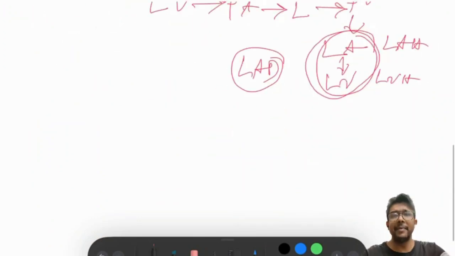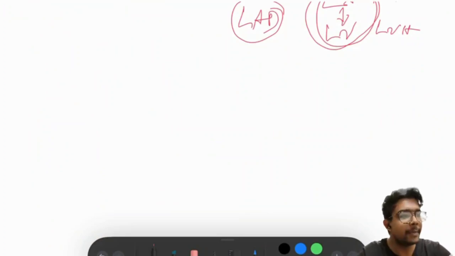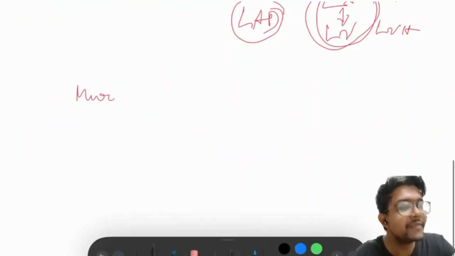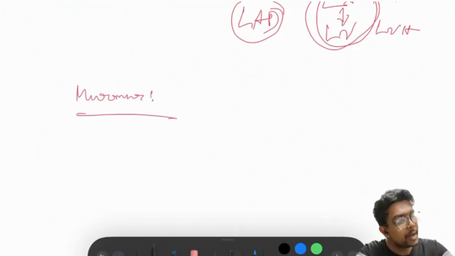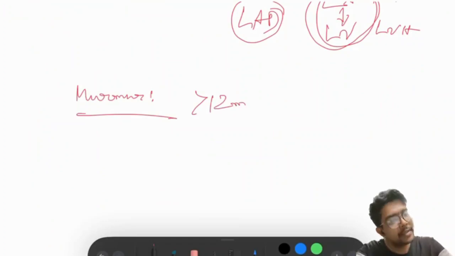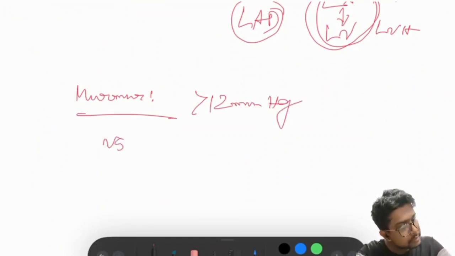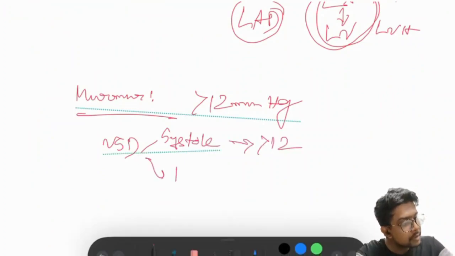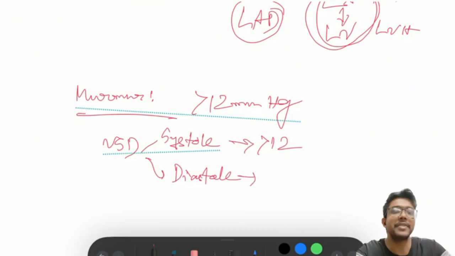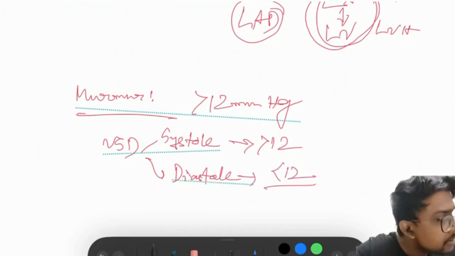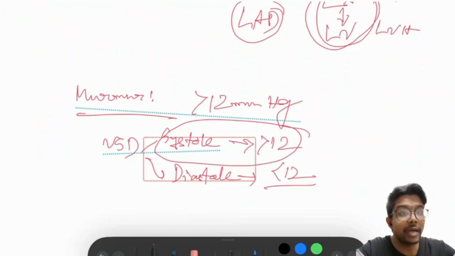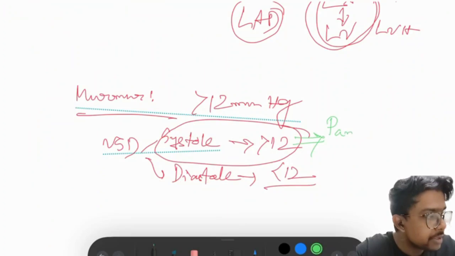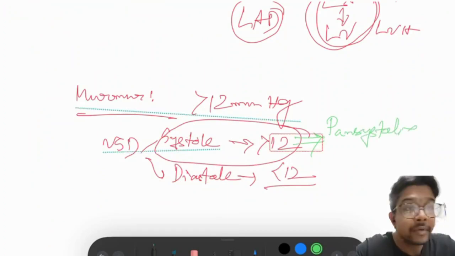Okay, there is a murmur heard as there is a shunt of blood, but to produce a murmur, the pressure difference between two chambers should be more than 12 mm of mercury. In case of VSD, in systole, the pressure difference is more than 12, but in case of diastole, the pressure difference is less than 12. So the murmur will be heard in systole, not in diastole. So the murmur will be known as pansystolic or holosystolic murmur, also known as Roger's murmur.